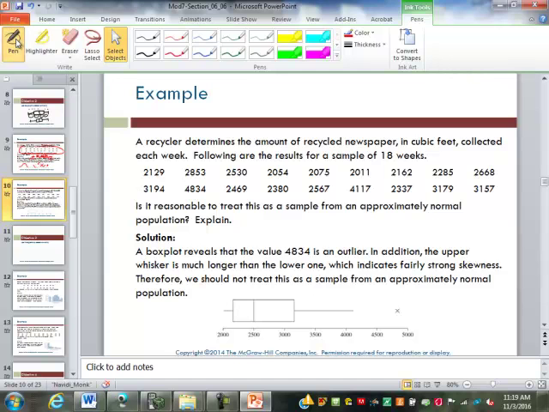This one, however, has two things. One, it does have an outlier down here. And two, this is much shorter than that. So it's very, very skewed in its distribution.